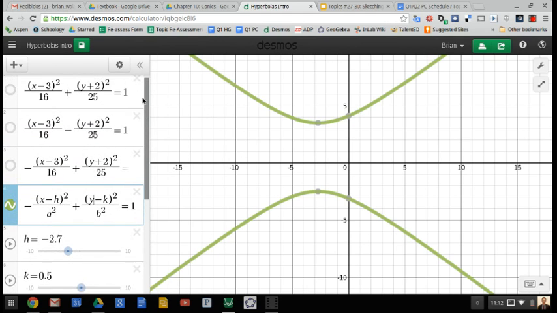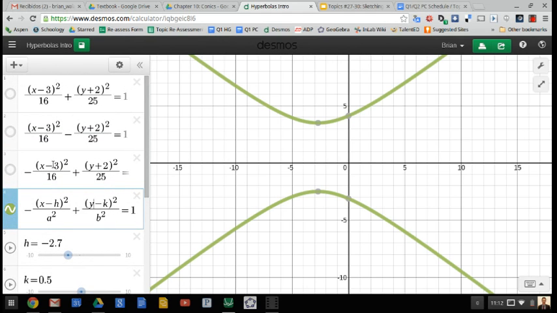So I'm going to share this document with you so you can play with it if you want to, and all the equations are loaded in here. And you have that as something that you can access as well.